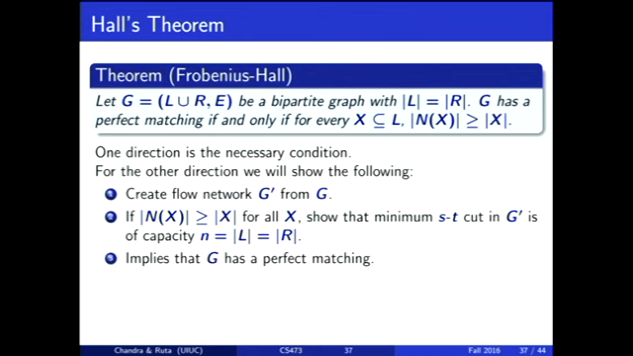So this is a purely combinatorial statement. It is not an algorithmic statement, but we're using the algorithmic properties of flow and the max-flow min-cut theorem to prove a combinatorial statement. All right?